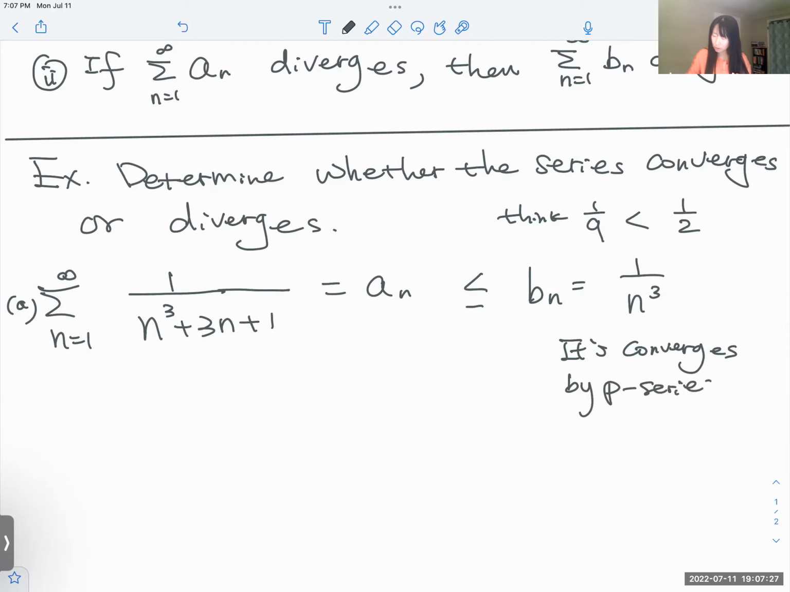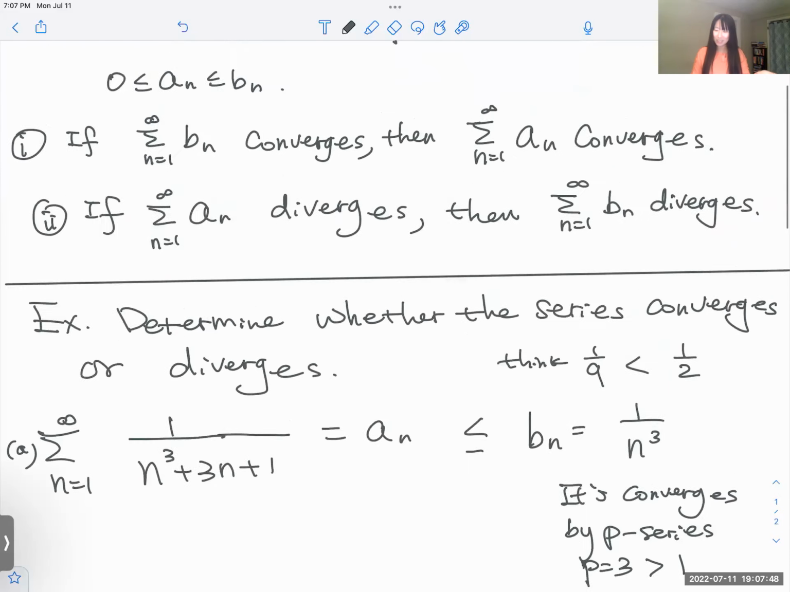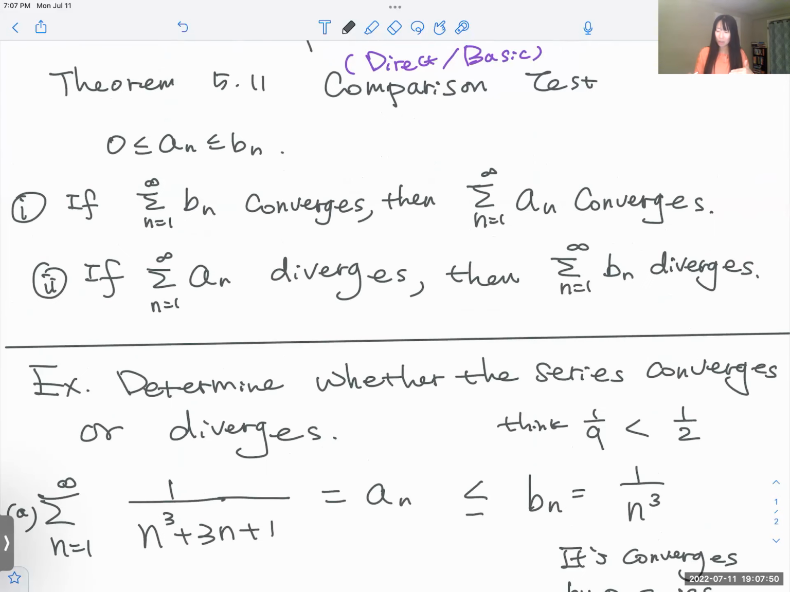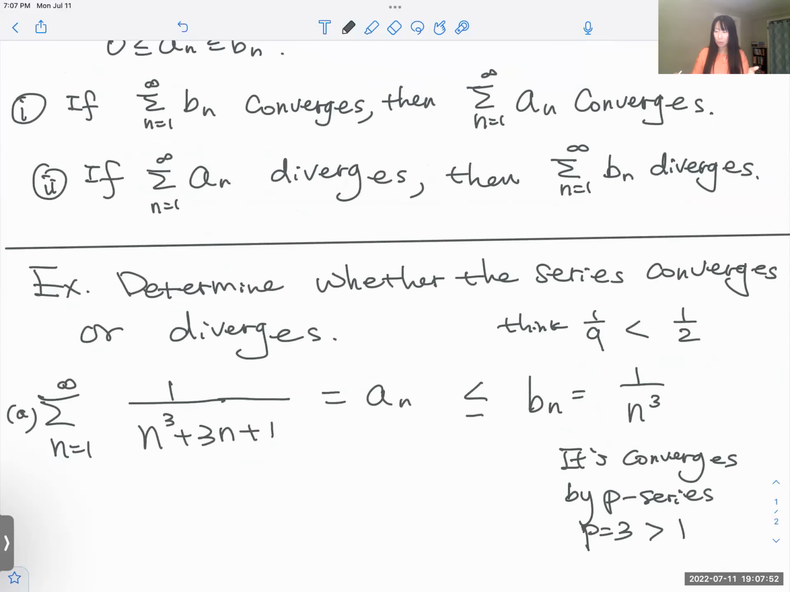P-series. P-test, P-series. I can't remember either. P-series, p equal to 3, which is greater than 1, right? Then we can conclude that, right?